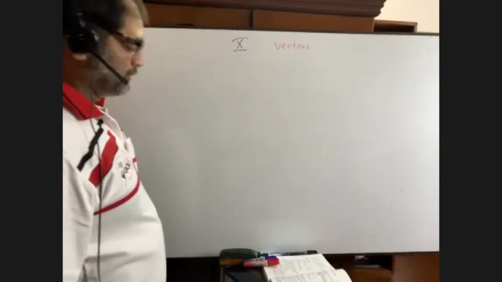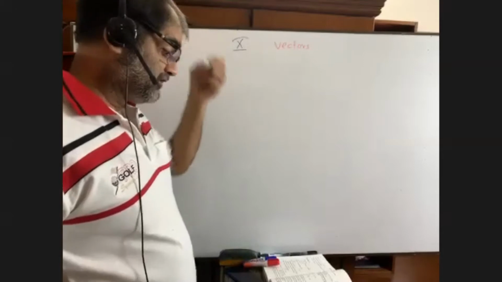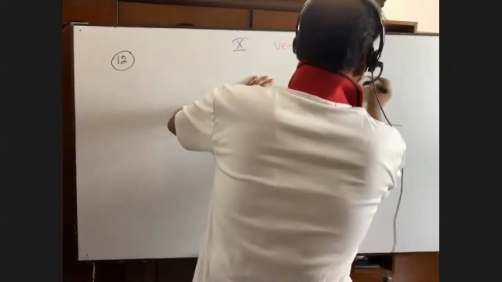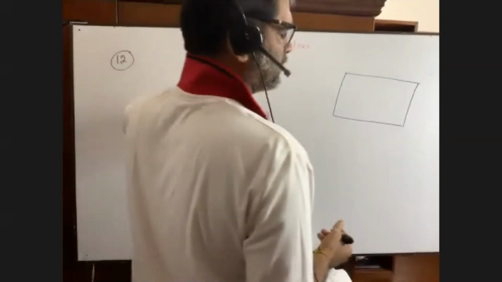Exercise 12, question number 12. It is written, if the diagonals of a quadrilateral bisect each other. What is meant by this? A quadrilateral has been taken. Okay, suppose any quadrilateral has been taken. Let's take it as like a parallelogram.